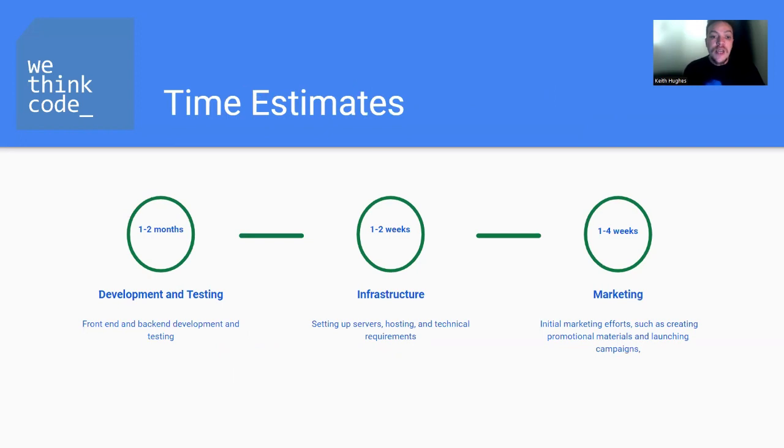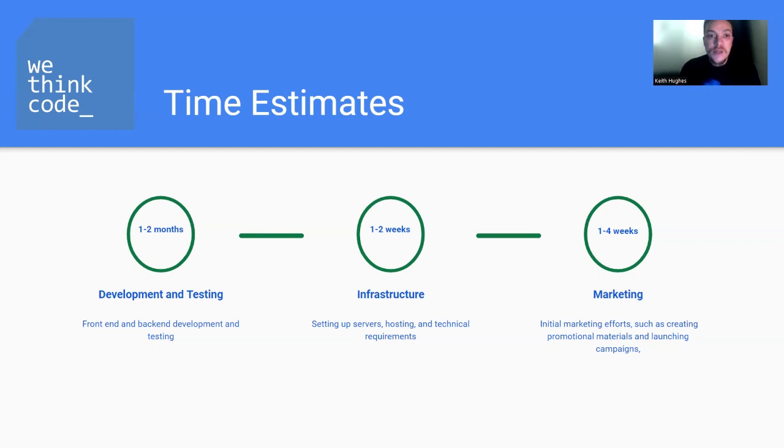And then just some time estimates we came up with for this project here. We've got 3 important stages. We've got the development and testing. We're looking at around 1 to 2 months just for front end and back end development and testing. We've got infrastructure at 1 to 2 weeks, basically setting up the server and hosting and setting up any other technical specs. There'll also be a stage of testing at that point, and then 1 to 4 weeks for marketing. That would basically just be creating promotional material, planning the marketing plan, and launching the campaigns. That's around 1 to 4 weeks for that.